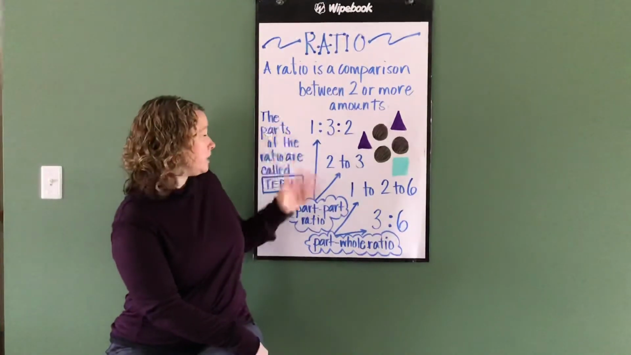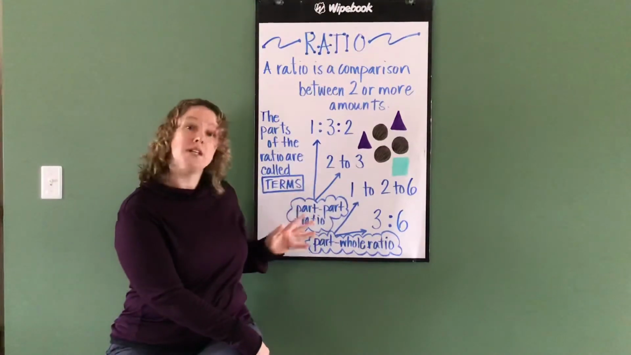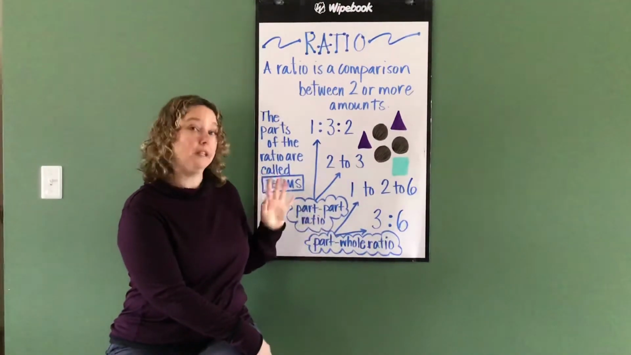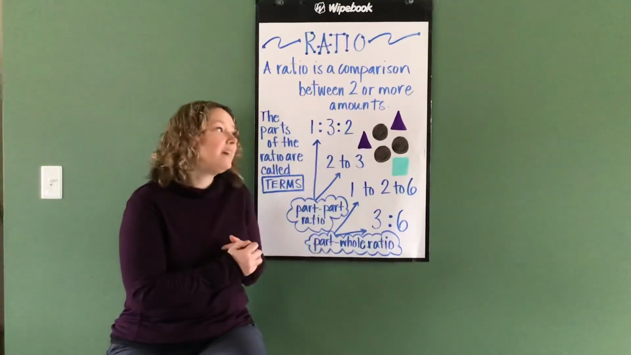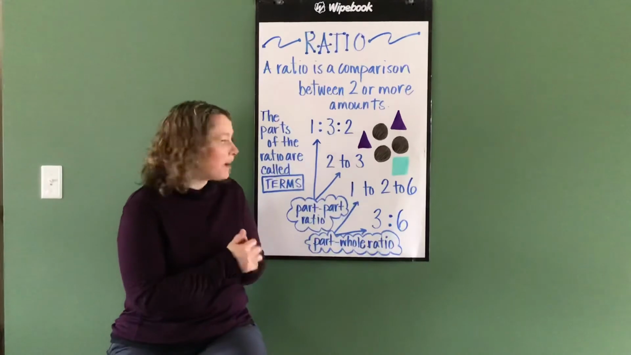So, as I already mentioned, the parts of the ratio are called the terms. You have to have at least 2 terms in a ratio. You can have as many as you want. We don't usually do more than 3 or 4, but you can. Depends again on what you're comparing.